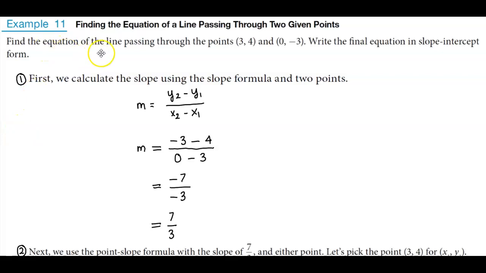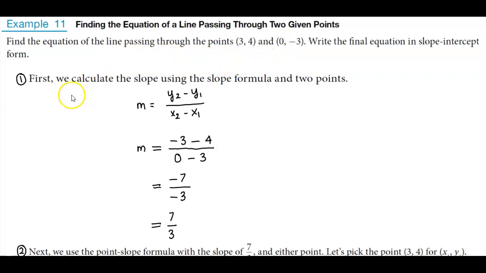Example number 11. Finding the equation of a line passing through two given points. Find the equation of a line passing through the points (3, 4) and (0, -3), and then write the final equation in slope-intercept form. Well, in this case here, we're not given a slope. We're just given 2 points.